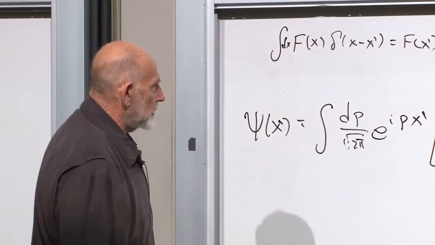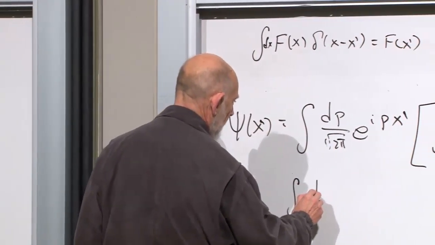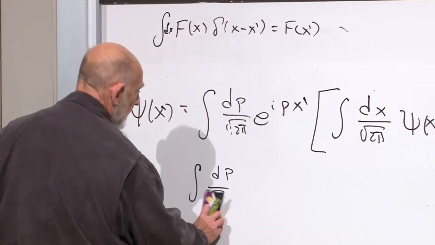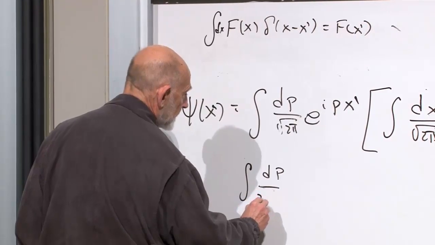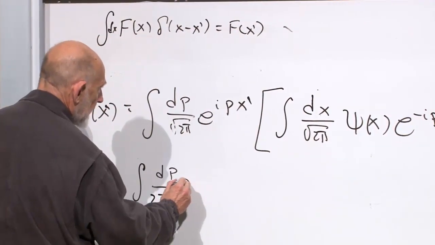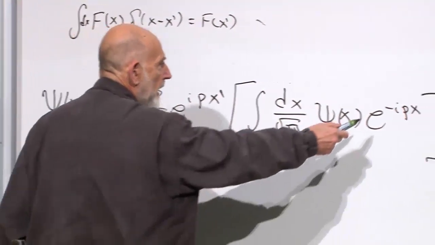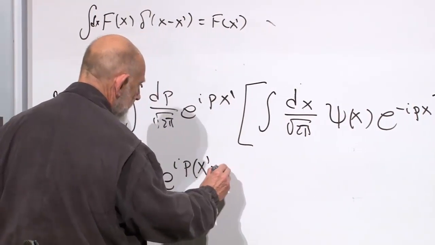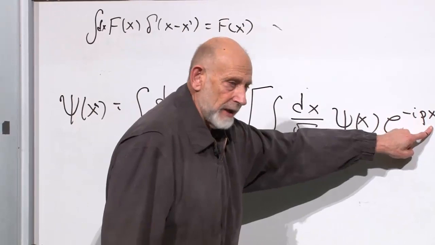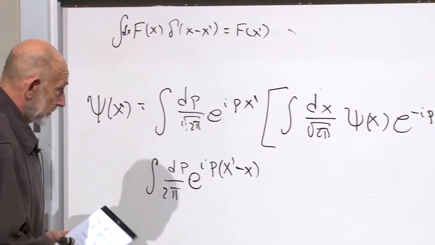So let's isolate some things. Let's put here integral dp over 2 pi. We now have a single factor of 2 pi, one coming from here, one coming from here. Let's isolate e to the i p x prime minus x from here. We have e to the i p x prime, e to the minus i p x, that's e to the i p (x prime minus x).